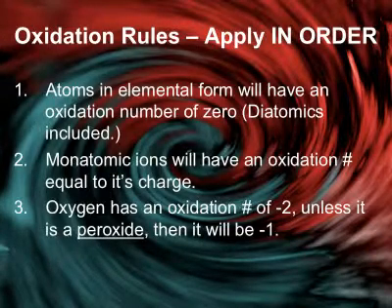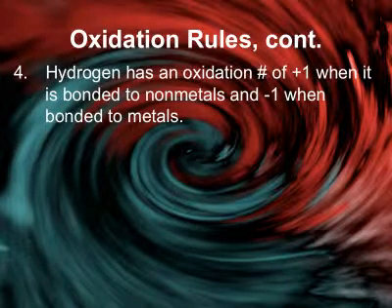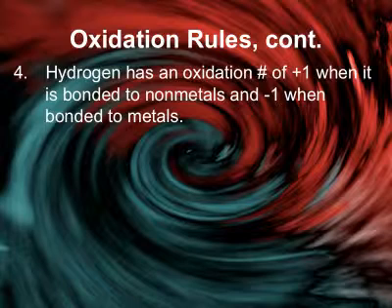The fourth rule says hydrogen has an oxidation number of +1 when it is bonded to nonmetals, but we all know that hydrogen can be both ways, right? It can act as a metal, it can also act as a nonmetal. So when it is bonded to metals, it gets to be negative, so it gets a charge of -1. It can gain and lose electrons.